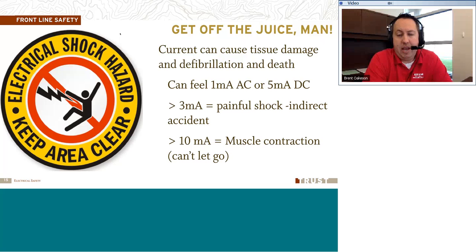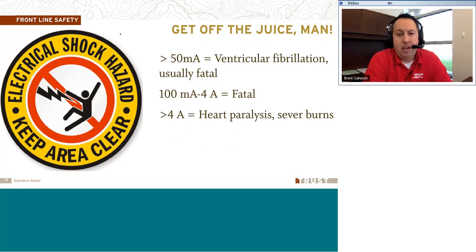Greater than 10 milliamps, there's muscle contraction. This is where if you were to touch some open circuit or grab onto a line, your muscles contract to where you can't move them anymore. It takes over, and you could be on there for quite some time on a circuit. Greater than 50 milliamps, this is where you have ventricular fibrillation. It affects your heart. It's sending a current through your heart, through your body, at an amount that is greater than the impulse that your heart is sending, and so you have to watch for that as well.